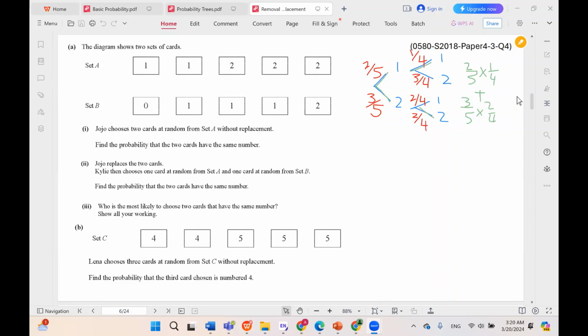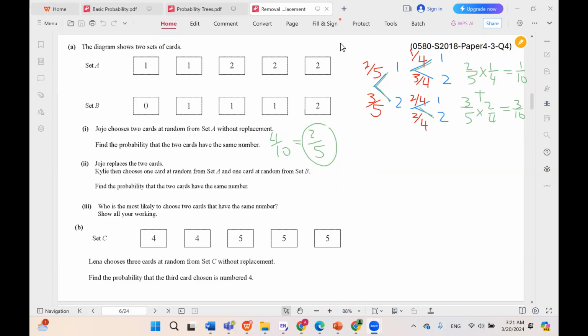So 2 over 5 times 1 over 4 is 1 over 10. 3 over 5 times 2 over 4 is 3 over 10. And if you add these up together, you would get 4 over 10, or simply 2 over 5 as the answer. In double I, we're told Jojo replaces the two cards. So we're going to start over.